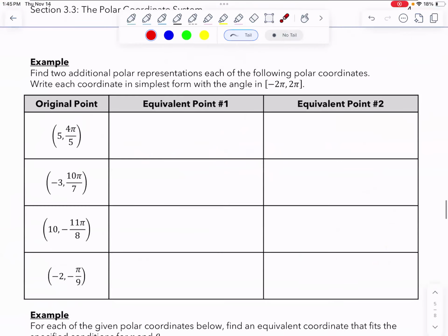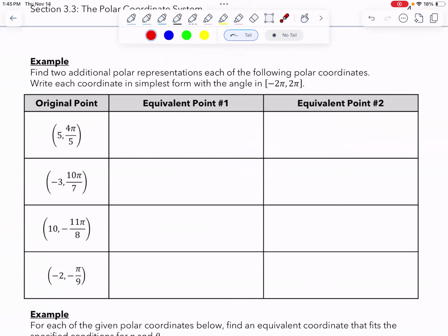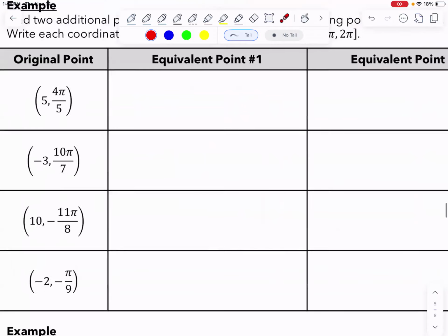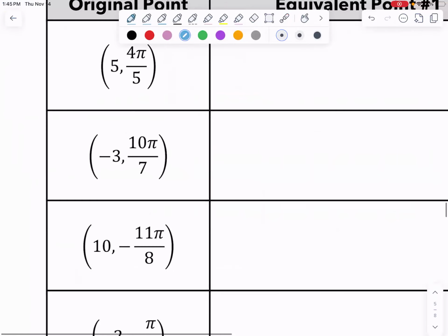Let's practice it. Find 2 additional polar representations for each of the following polar coordinates. Write the coordinates in the simplest form. The angle needs to be between negative 2 pi and positive 2 pi. I'm going to go through each of these and write those ranges down.